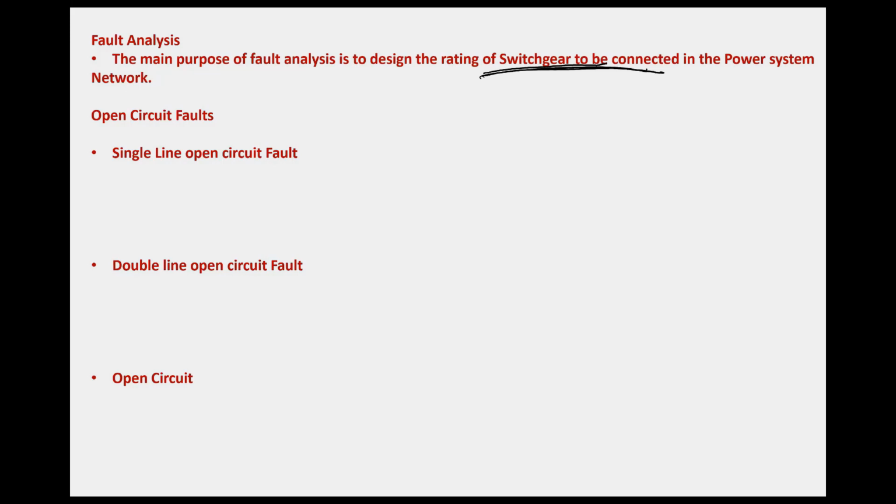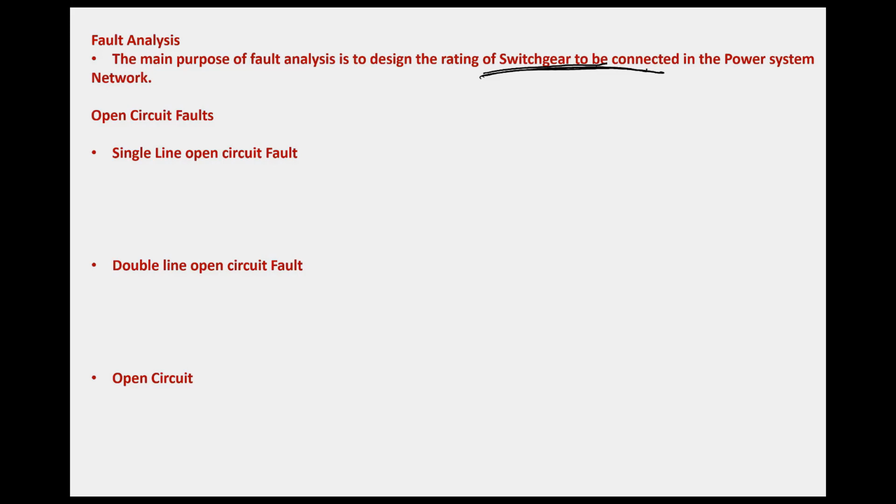Okay. So why is fault analysis important? If a fault occurs at a particular point in the power system, we estimate the highest fault current that will flow. Then, depending upon this calculation, at that particular location, we keep a breaker which has more capacity than this fault current. So the main purpose of fault analysis is to design the ratings of the protective switchgear that we have to install in the power system network.